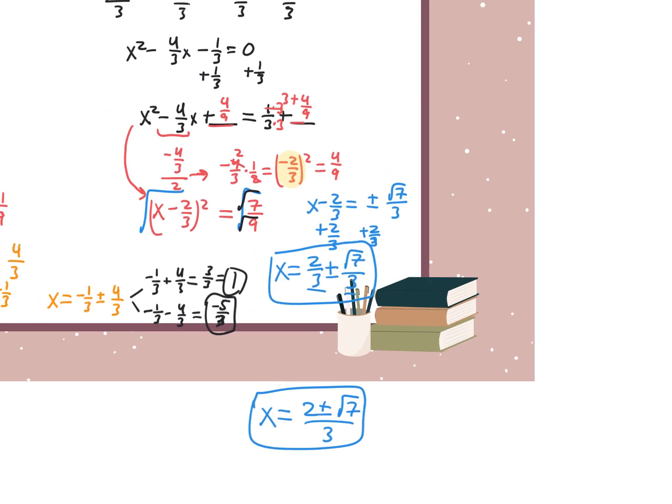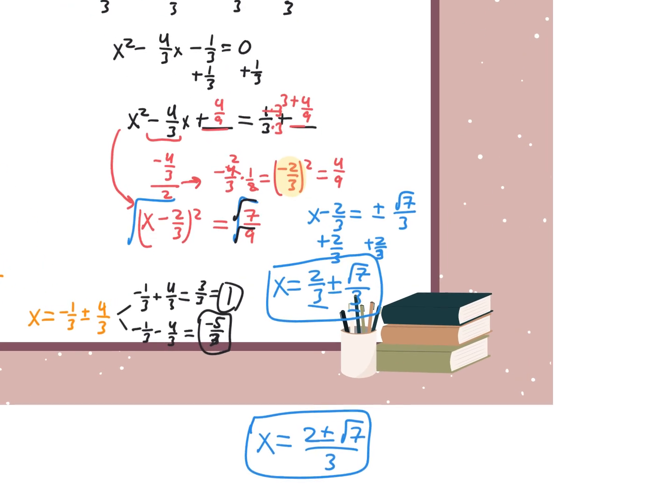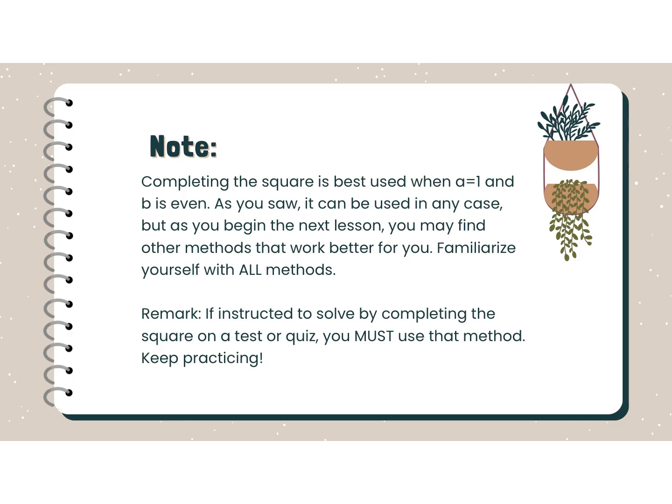So they get a little tedious when it's not as straightforward. But there's some cases where it does work, and I'll talk about that in the next slide. The best way to use completing the square is when a equals 1 already, when you don't even have to divide anything. And the other thing that we want is the middle term b to be even. But as you saw, it can be used in any case. But the next lesson, the quadratic formula, might be better in some cases.